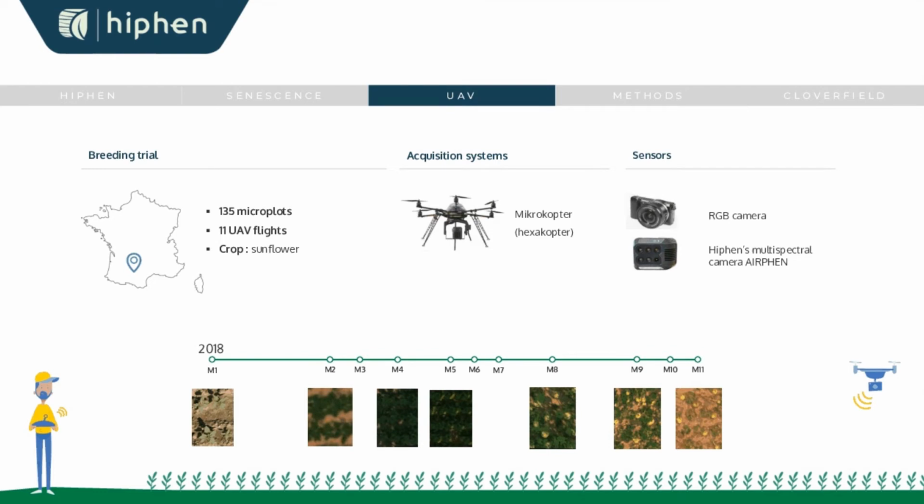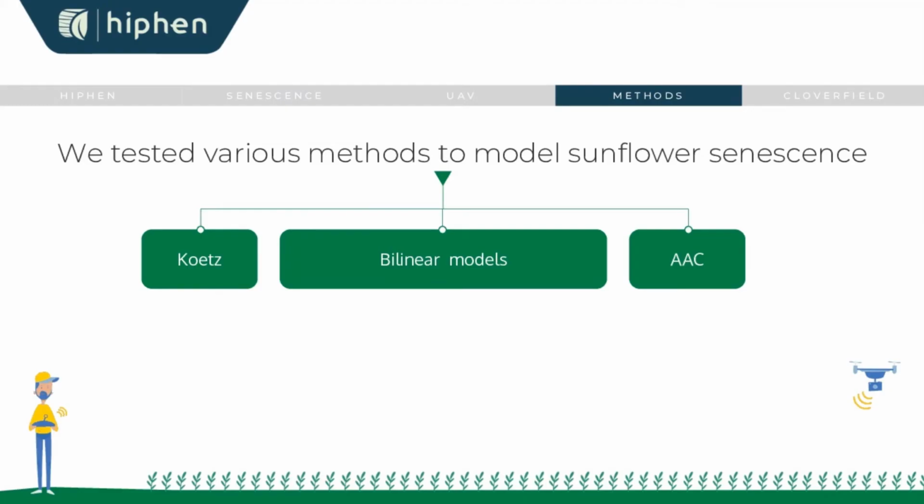For the multispectral camera today we use the Hiphen system, which is a Hiphen product, but we would be able to do similar types of jobs with other multispectral cameras. So this is not a limitation. Basically, what we tried to do is compare different types of models.